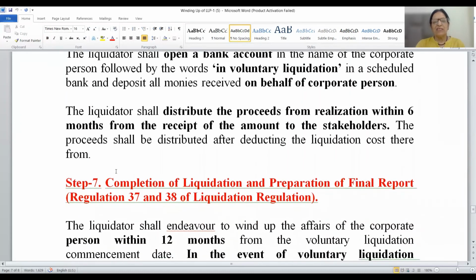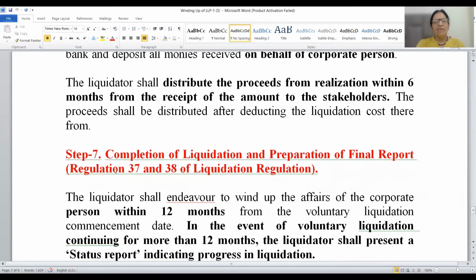Seventh point is completion of liquidation and preparation of final report. Now, having fulfilled all the formalities discussed till now, the liquidator has to prepare the final report. The liquidator shall make the effort to wind up the affairs of the corporate person within 12 months from the voluntary liquidation commencement date. Let us presume, friends, this voluntary liquidation commenced from 1st of January 2022. Then the liquidator has to complete this liquidation by the end of 31st December 2022.